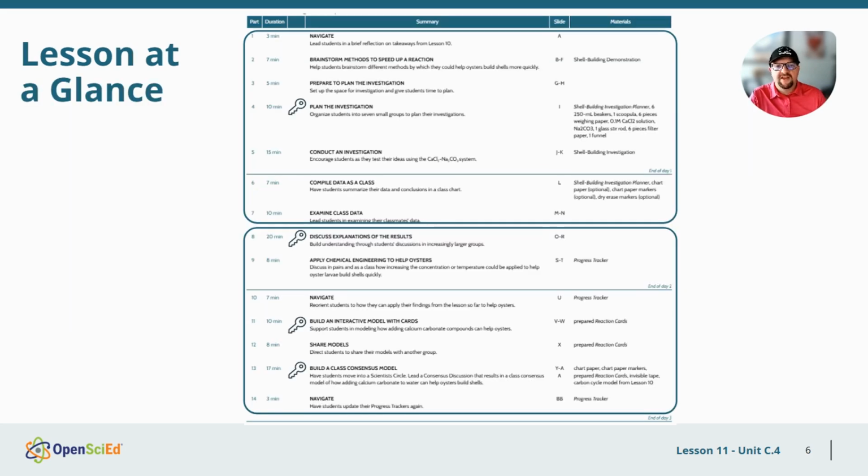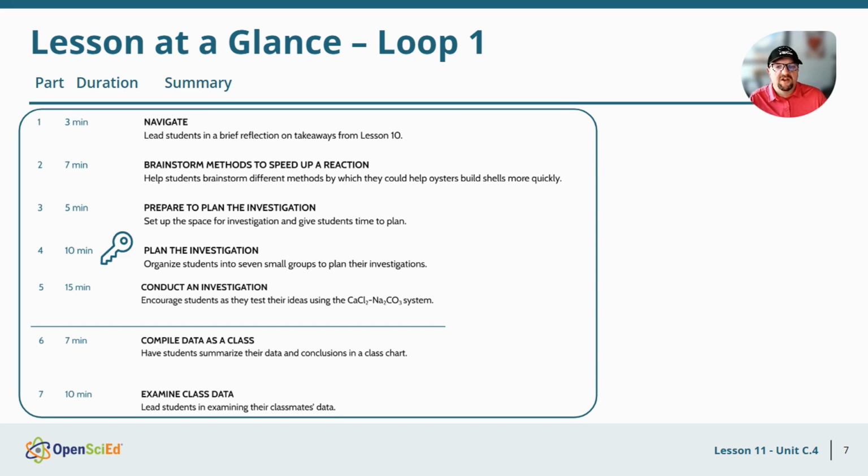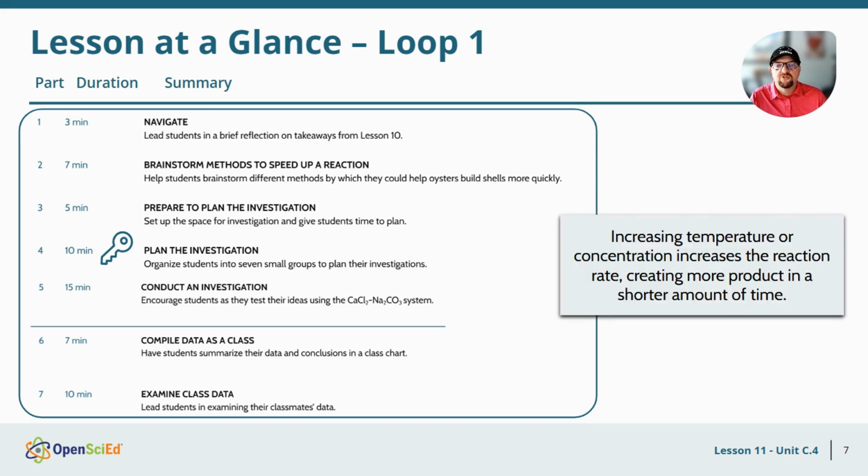Our lesson is broken down into 2 distinct sense-making loops. In Loop 1, students start by drawing on daily experiences where they speed up reactions, like raising heat on a stove. They then collaboratively plan to run a controlled experiment where they isolate either temperature or concentration to measure its effect on calcium carbonate formation. What they figure out is that increasing either variable yields more product in a shorter period of time. This naturally leaves them wondering what is happening at the invisible particle level to cause that increase in rate.